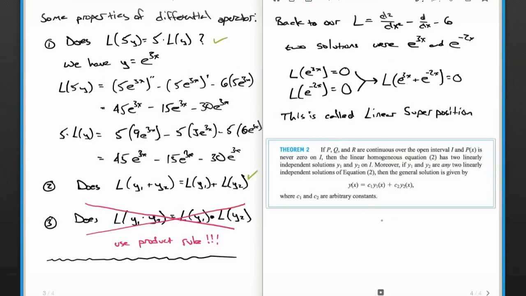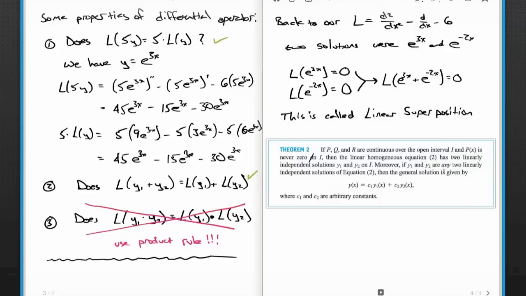Just barely fits. Perfect. So if P, Q, and R are continuous over the open interval I, and P of x is never 0 on I, then the linear homogeneous equation 2, I didn't give you equation 2, has two linearly independent solutions. So we can just say this is equation 2 on y1 and y2, right? If it's a second order linear homogeneous equation, it has two linearly independent solutions, y1 and y2.